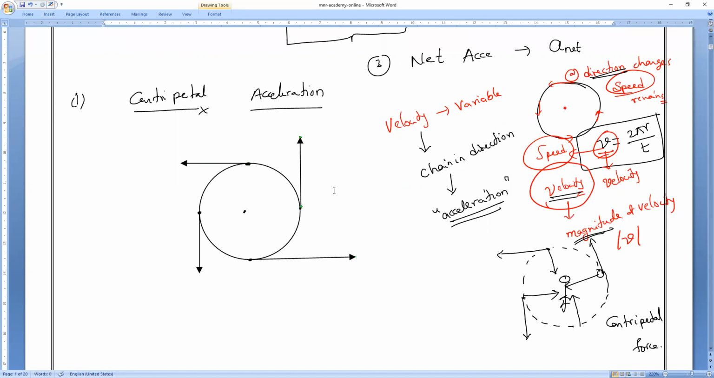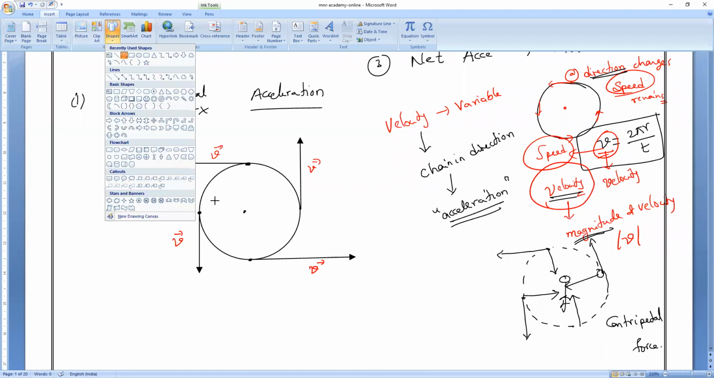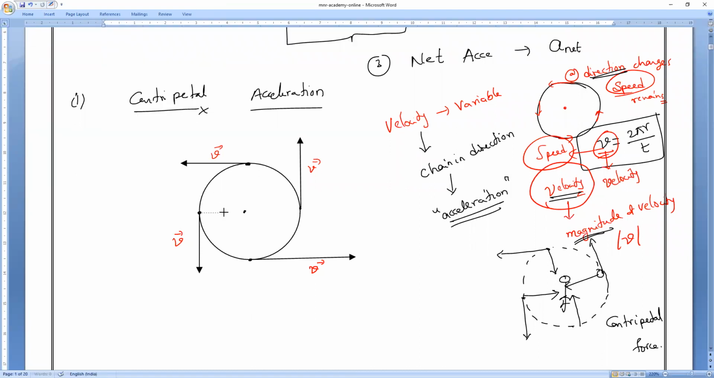So at every point, the velocity keeps on changing. The magnitude of the velocity is not changing, but what is changing? The direction is changing. The magnitude of the body remains constant; the body can travel with the same constant speed. But what keeps on changing?